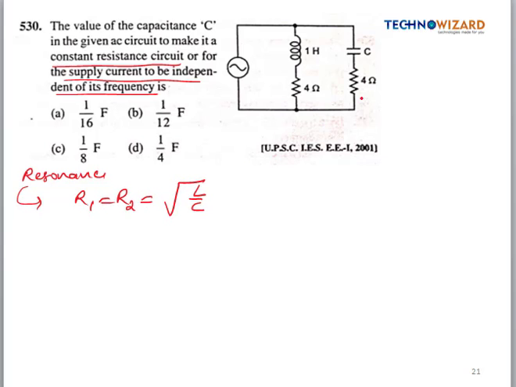So here R1 is equal to R2 is equal to 4. So this means 4 is equal to root of L, value given in the question as 1, divided by C. Now squaring on both sides, this will be equal to 16 is equal to 1 by C. So from here we are getting the value of C as 1 by 16 farad. So option A is correct.